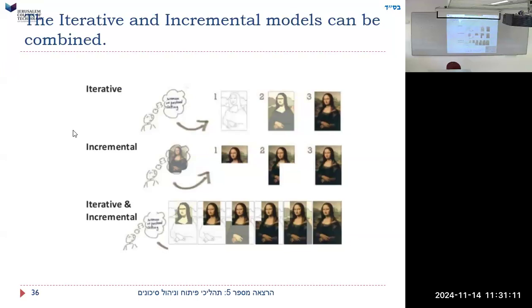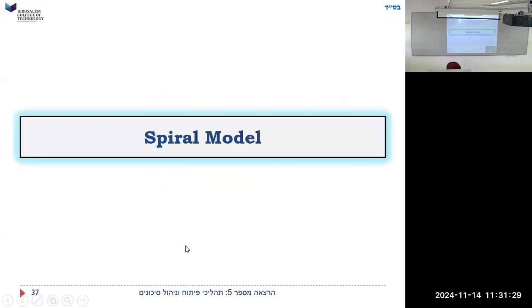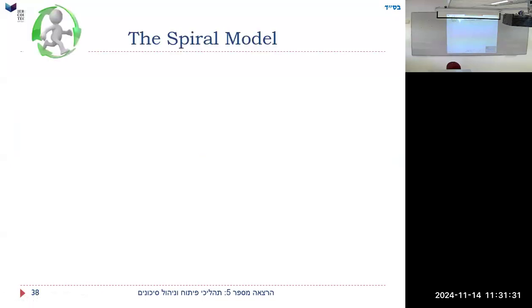So here you see iterative and incremental. And here you can combine them, where the beginning has a vague idea, and then you take a vague part of one part and get that part perfected. Then a vague part of another part, get that part perfected, so you can do both. Okay. The spiral model.